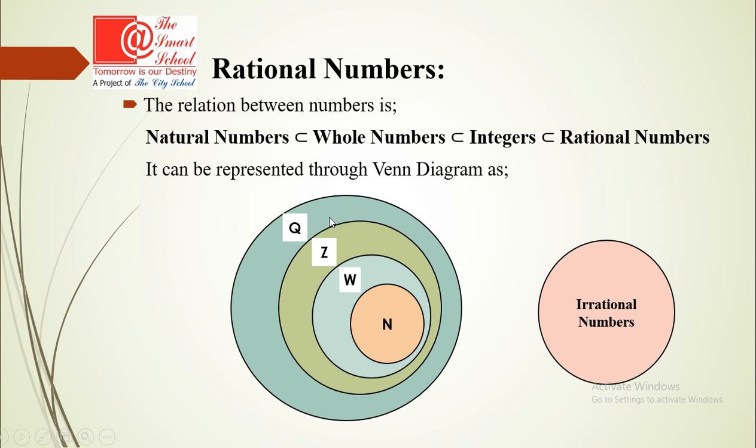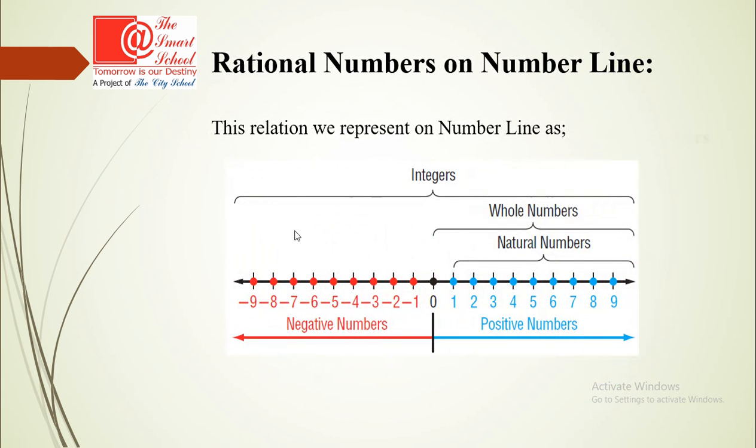So you can see this in the Venn diagram. This is natural numbers and this is a subset of whole numbers, and whole numbers are a subset of integers, and all of these are a subset of rational numbers, and irrational numbers are not part of rational numbers. Now we will see the relation of all these numbers on the number line.